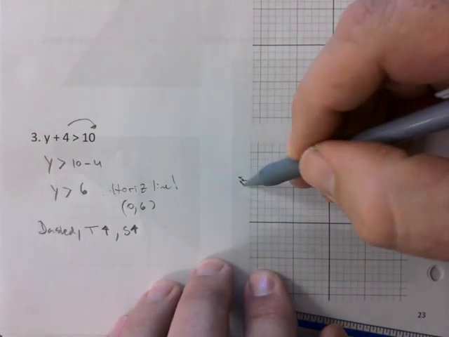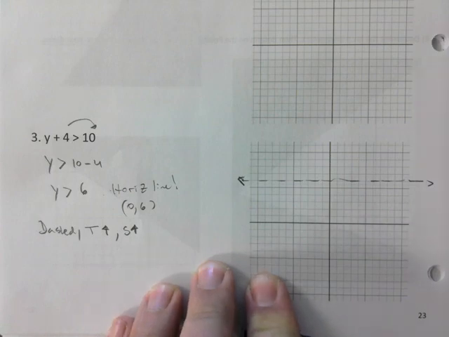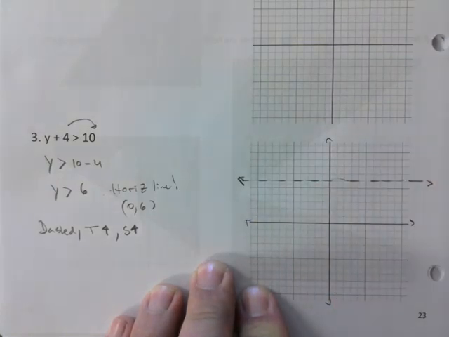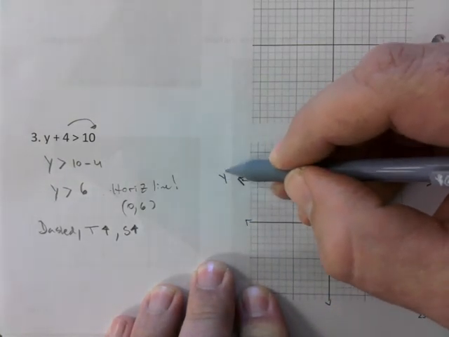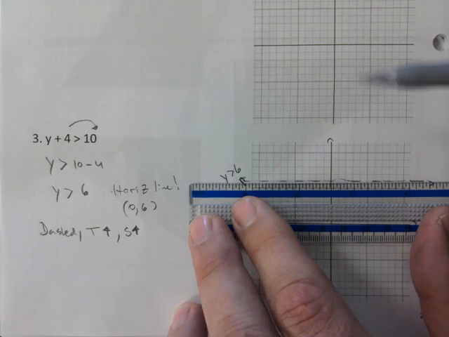You guys did see horizontal lines in intro, right? You should have. You need to go talk to your intro teachers. What's going on? What's happening? Okay. y is greater than 6. And I'm just going to shade up above in this case.